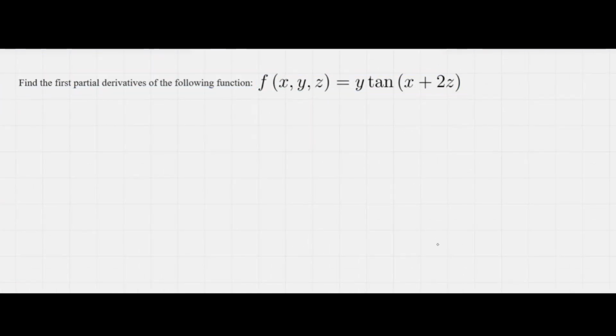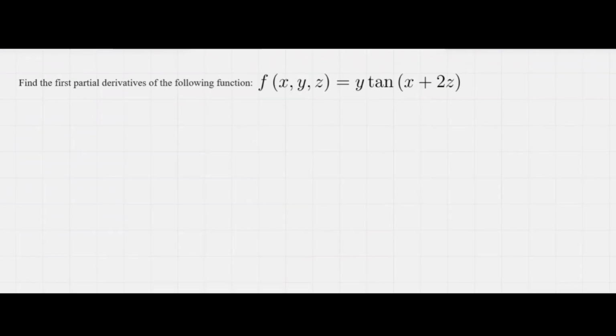Alright, this question is asking us to find the first partial derivatives of the following function. The following function being f of x, y, z is equal to y tan x plus 2z. So the first partial derivatives would essentially be the change in f with respect to x, y, and z. Alright, so let's do it with the easy one.